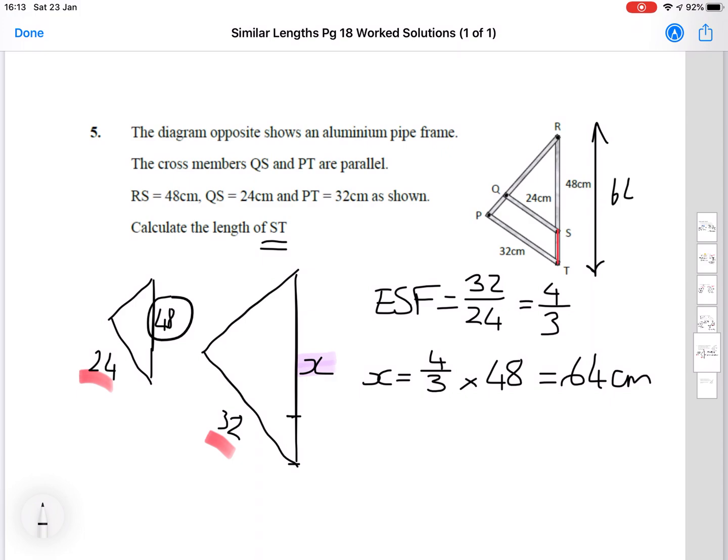So 64 centimetres is the whole length from R all the way down to T. To find the length of just S to T, all we need to do is 64 subtract 48, and that's going to leave us the little bit in red, the S to T part. So that is a length of 16 centimetres.